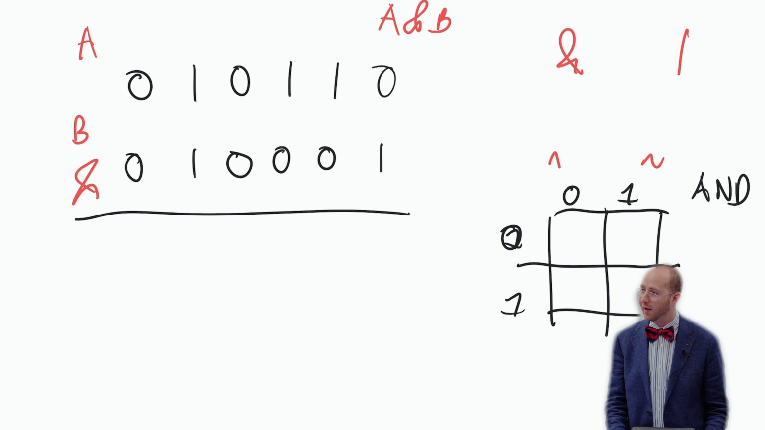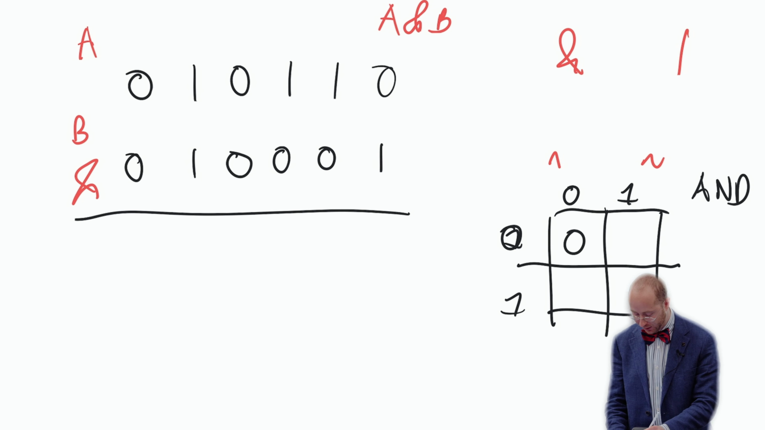So when both elements are 0, you get a 0. When one of the elements is a 1, you get a 0. When one of the elements is just a 1, you get a 0. And when both of them are a 1, you get a 1.